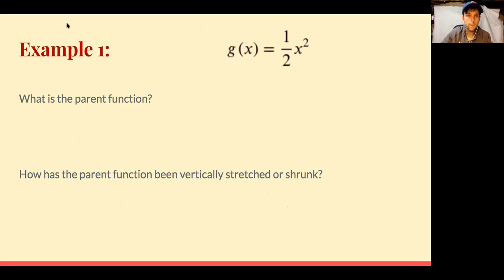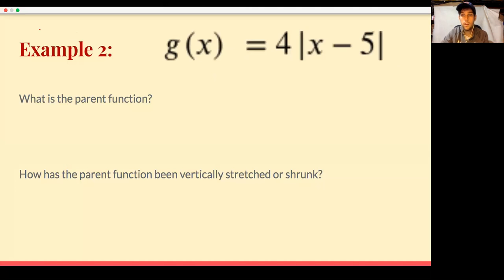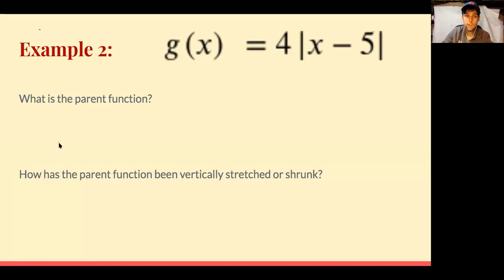All right, let's go ahead and move on to another example. Okay, so we have g of x is 4 times the absolute value of x minus 5. So this is obviously an absolute value as our parent function.